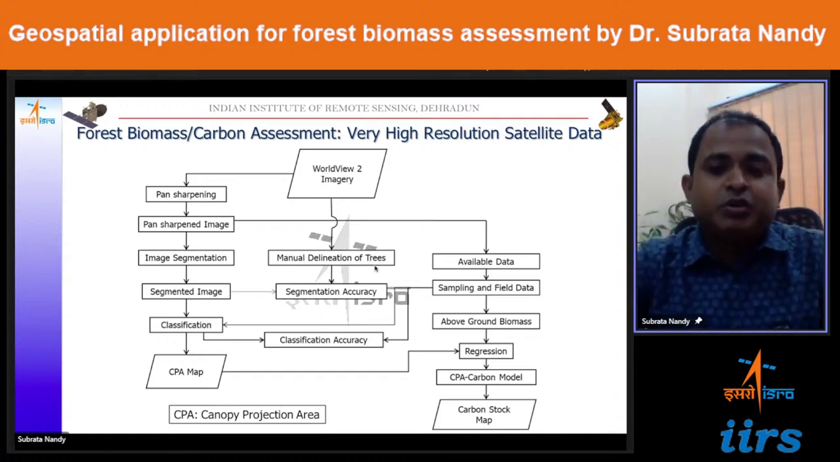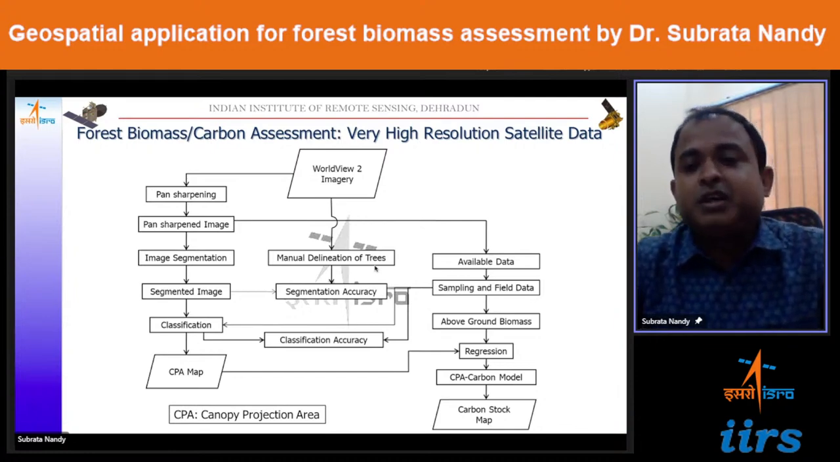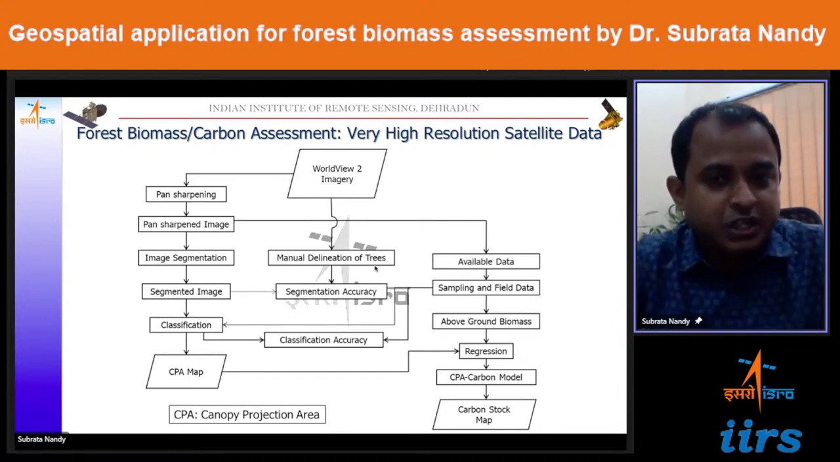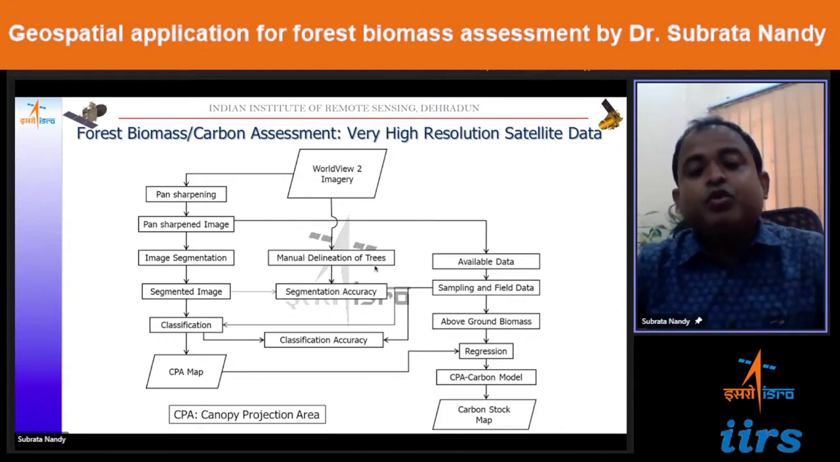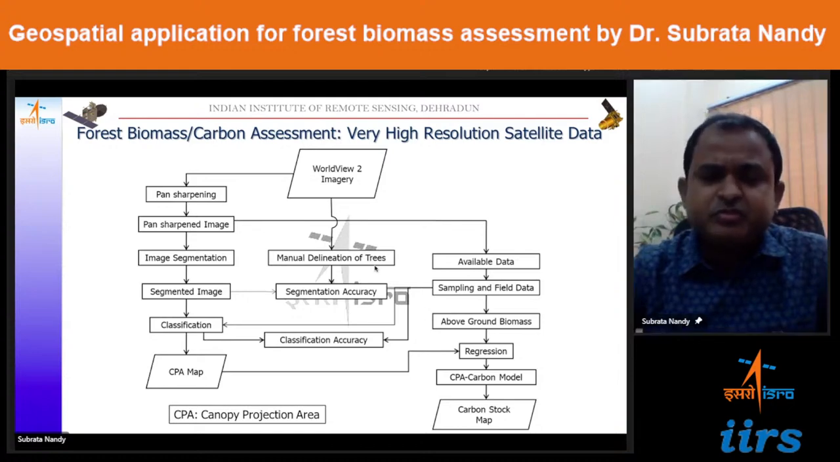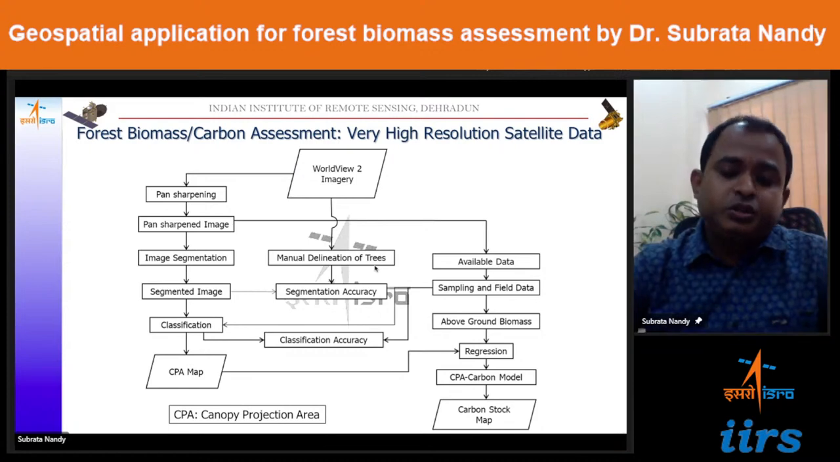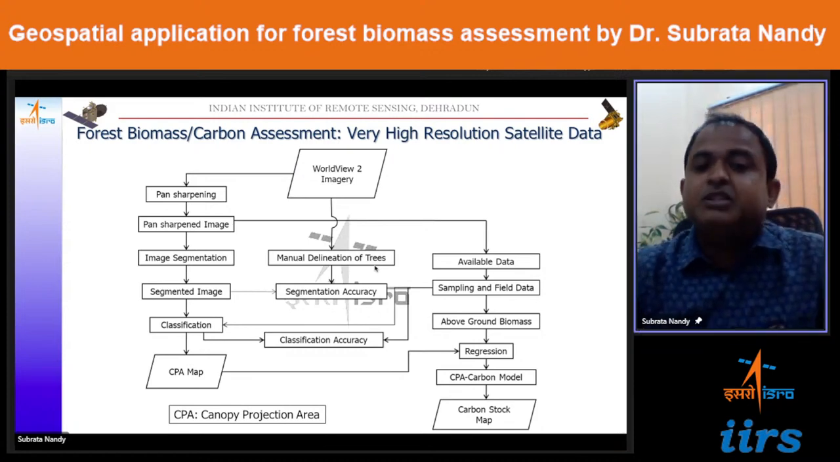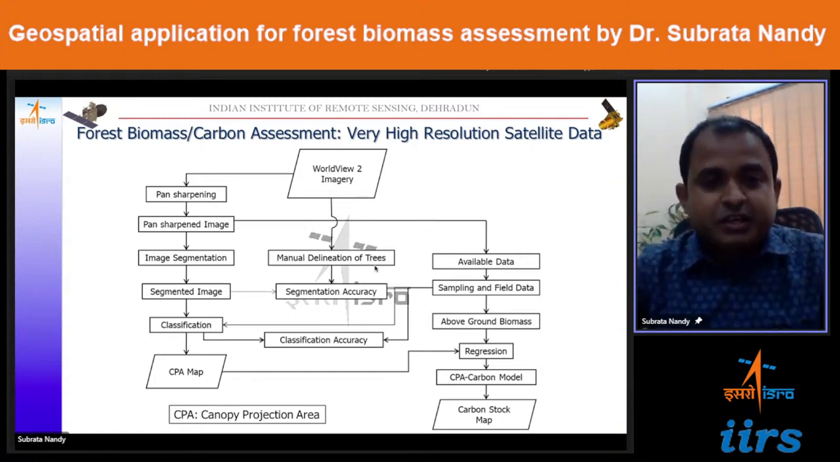Now in this case, what I'll show you is how biomass or carbon can be assessed using very high resolution satellite data. When you have very high resolution satellite data, your object is visible. I'm talking of less than 1 meter spatial resolution, like WorldView-2, Cartosat-2S, Cartosat-3, like that. So when your object is visible, your modeling in this case will be slightly different than what you do in medium resolution satellite data.